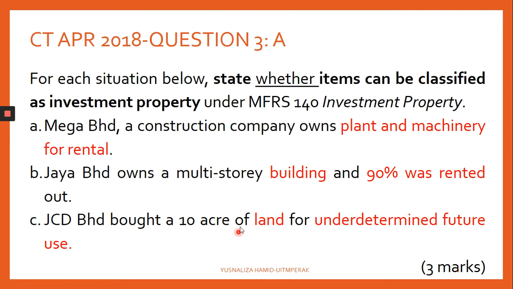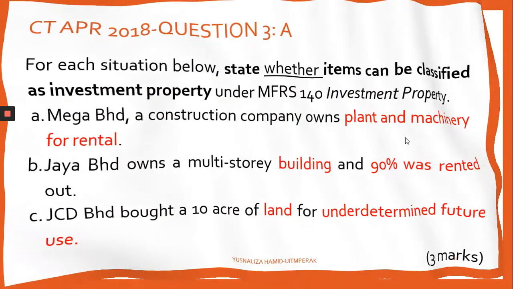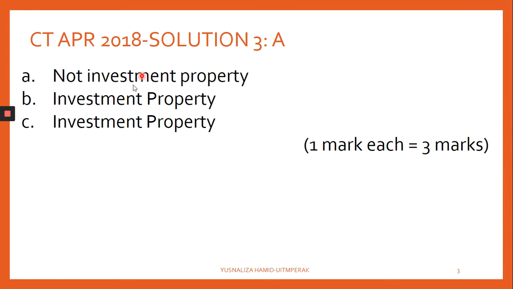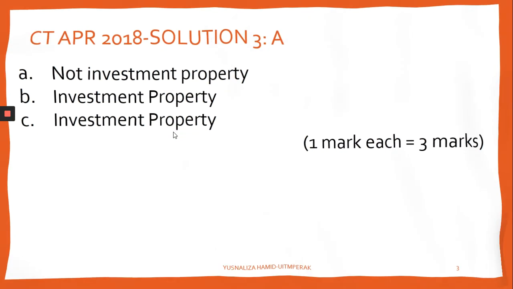This is an IP. This is an IP. But this is not an IP because that was plant and machinery. So let's look at the answer. Yes, A is not an IP, B and C are IP.